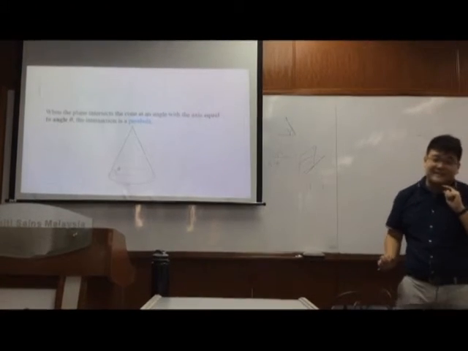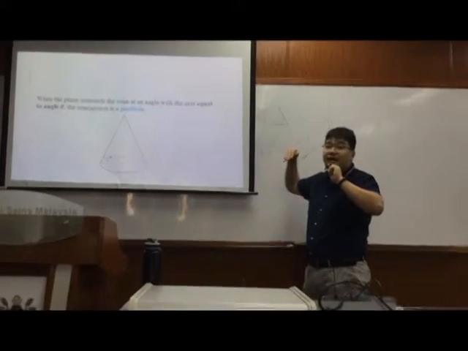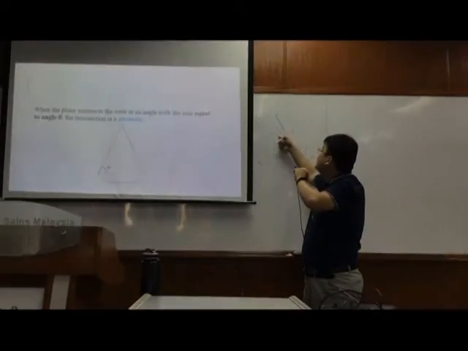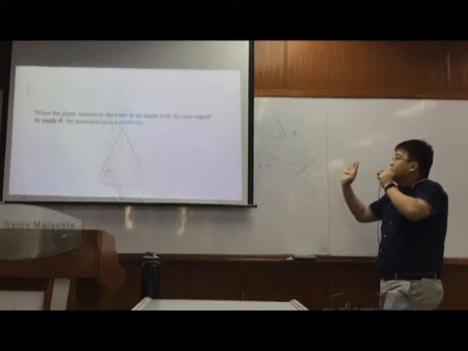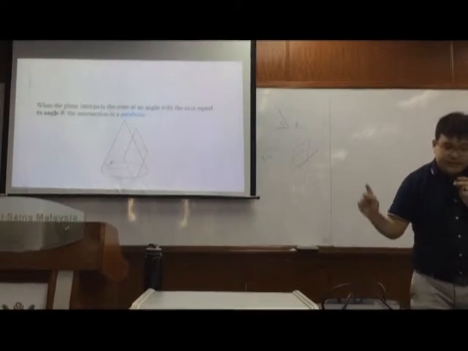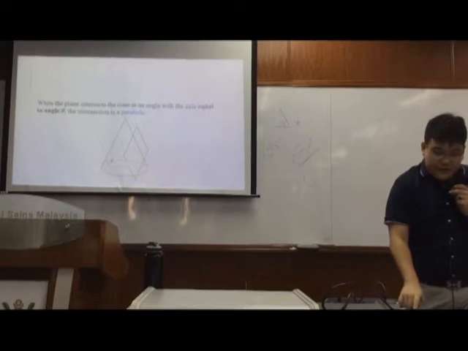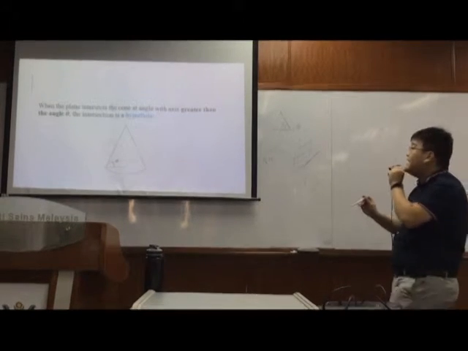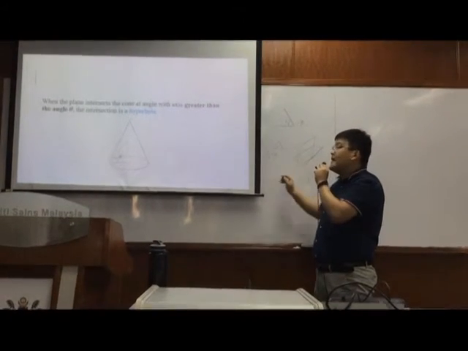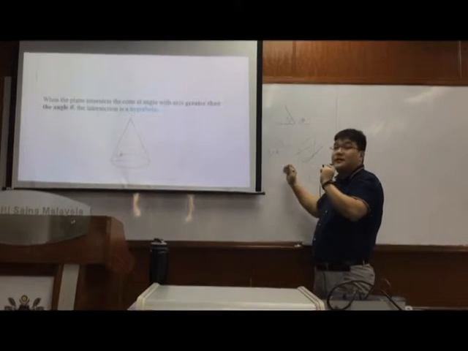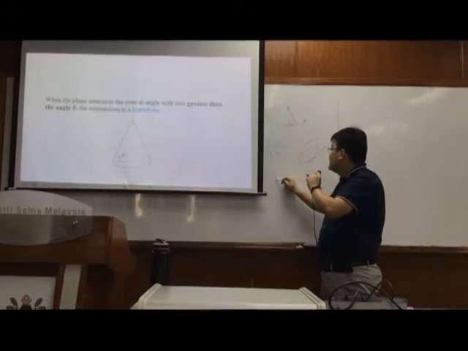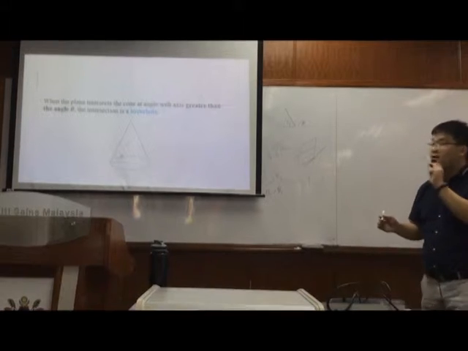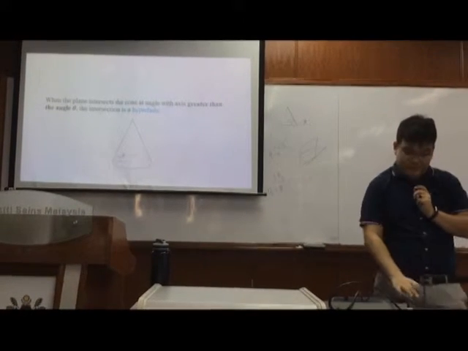Next one. When you have a plane having an angle with the base the same as theta, as you see in the slide, the plane intersecting the cone gives a parabola. And the last one: when we have a plane with an angle greater than theta measured to the base, like this, we name it theta 3, larger than theta 1. Then this curve is called a hyperbola.